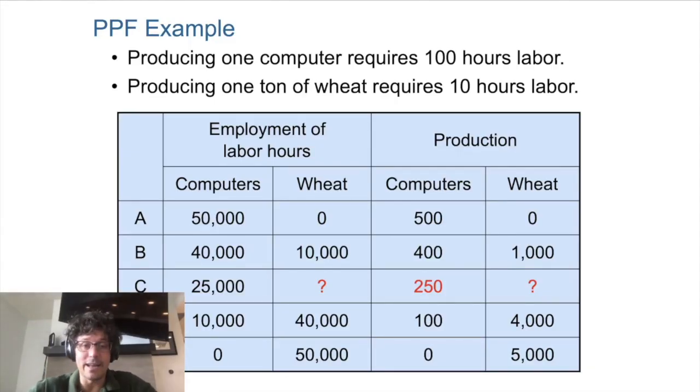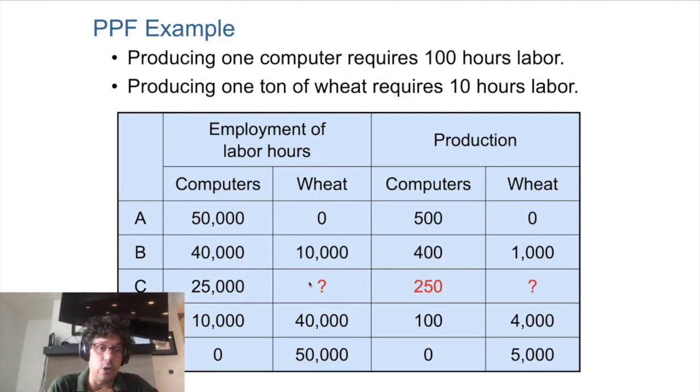Hi, a quick errata corrige. Before, when I arrived at point C, I mentioned that the economy was using 25,000 labor hours for producing computers and nothing for producing wheat. What I should have said is that it's 25,000 labor hours for producing wheat.